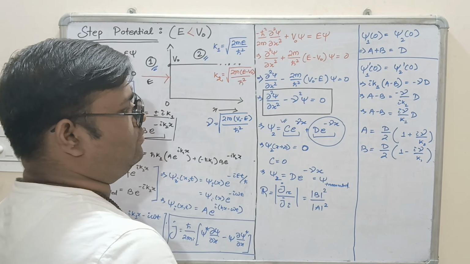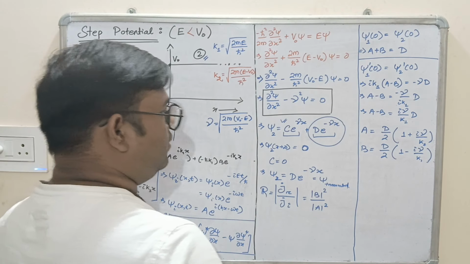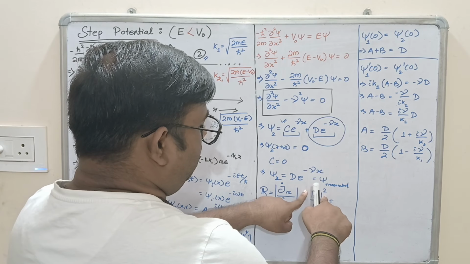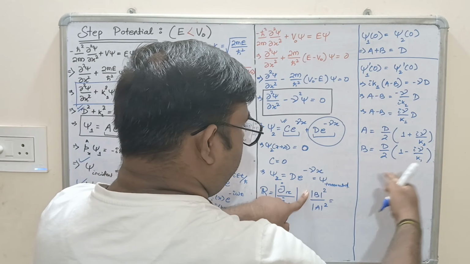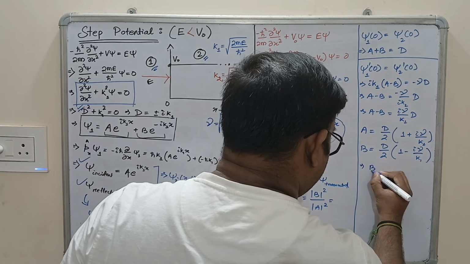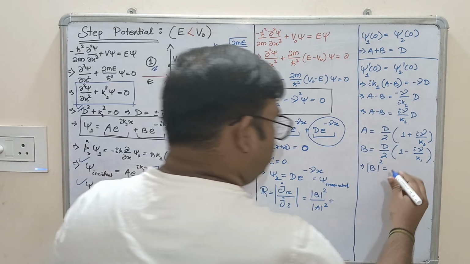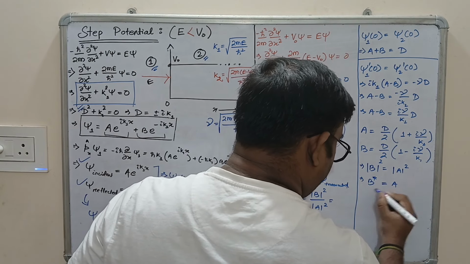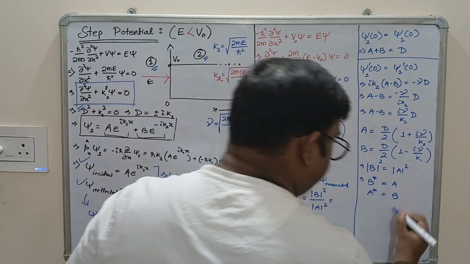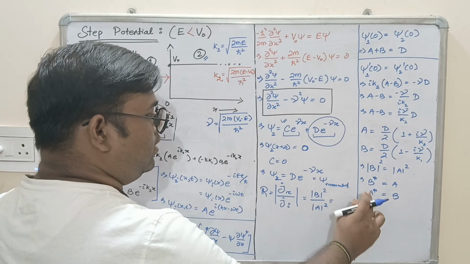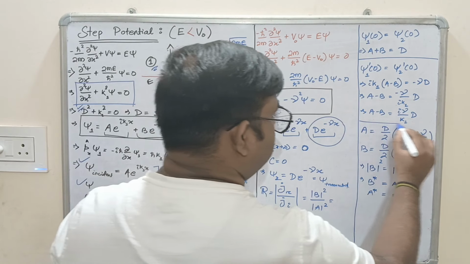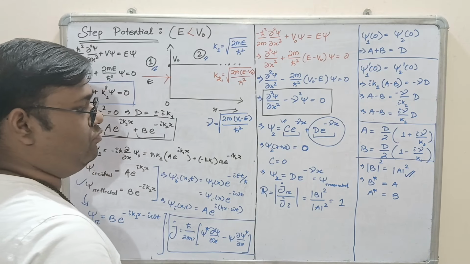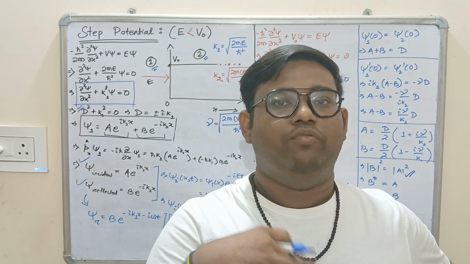You can see something similar here. If you calculate B mod square, which will be B into the complex conjugate of B, B mod square is equal to A mod square, because B star is equal to A and A star is equal to B. The complex conjugate of A is equal to B and the complex conjugate of B is equal to A. That means the reflection coefficient is coming out to be 1.